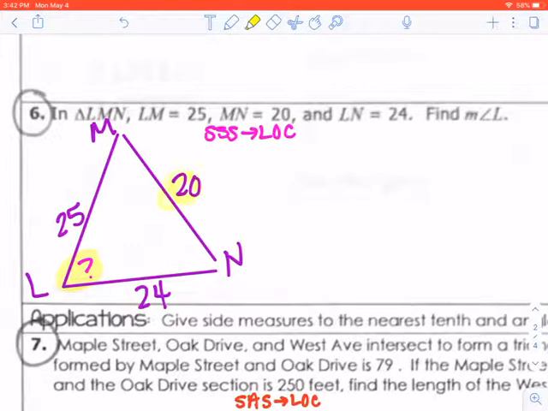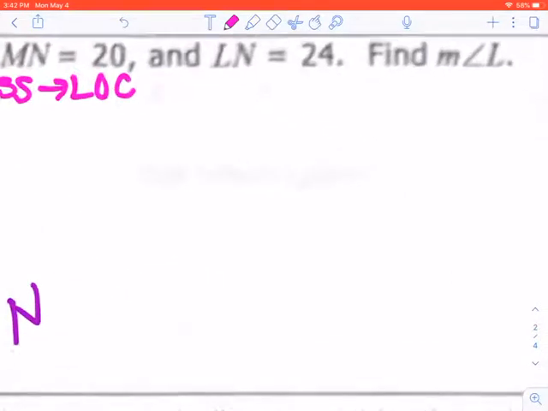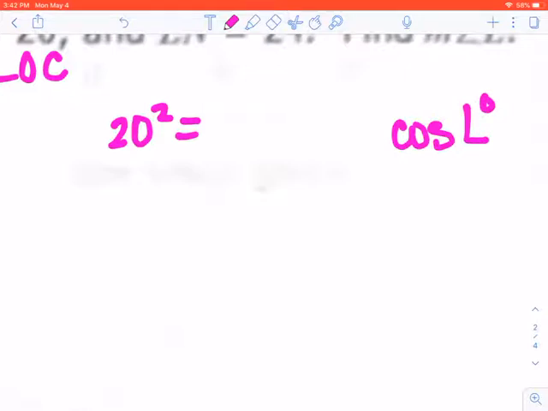The angle side pair is going to be that angle L and that 20. So that needs to go on the outside of your equation, and then 24 and 25 will go in the middle. So I have the 20 squared on the outside, and then I have cosine of angle L on the outside, because what you're looking for, the angle side pair, goes on the outside of your formula. The other two sides go in the middle.